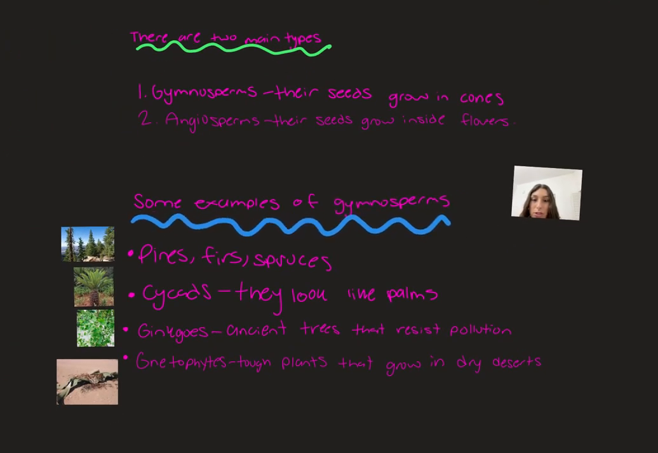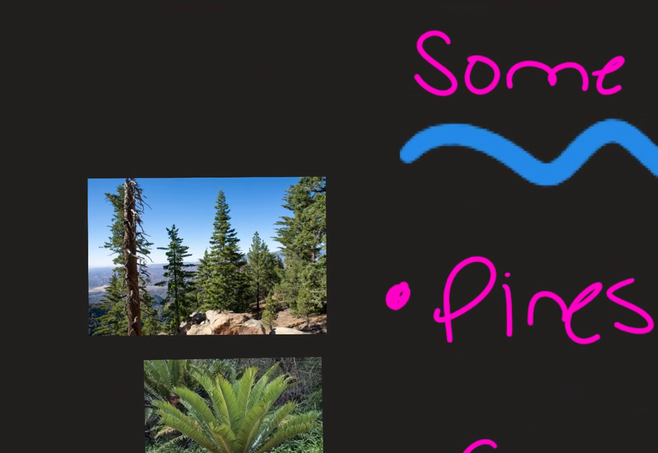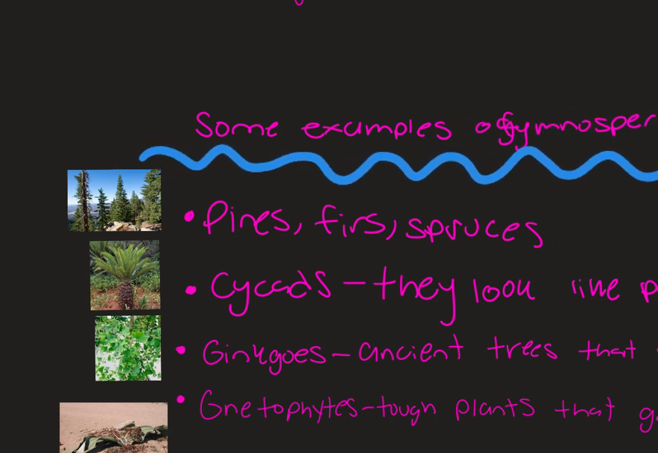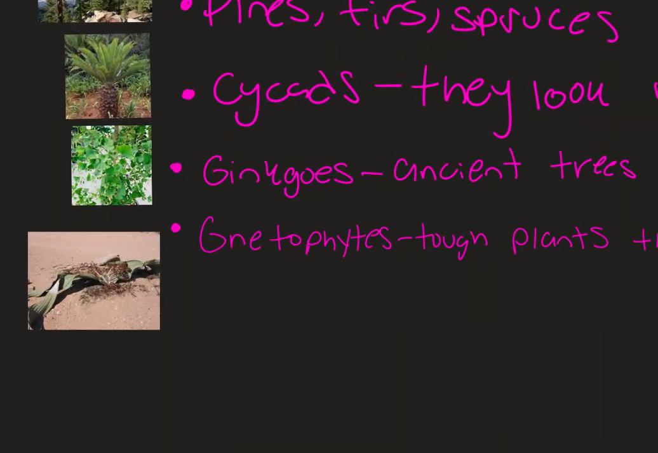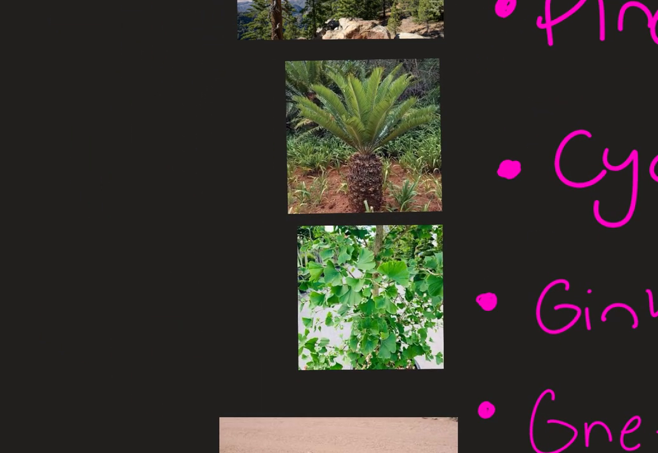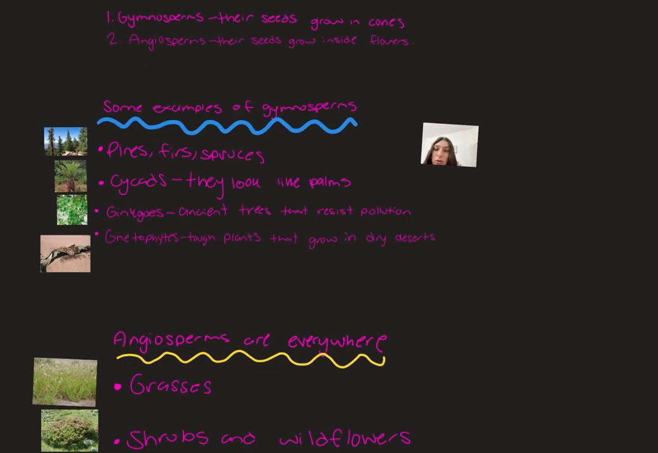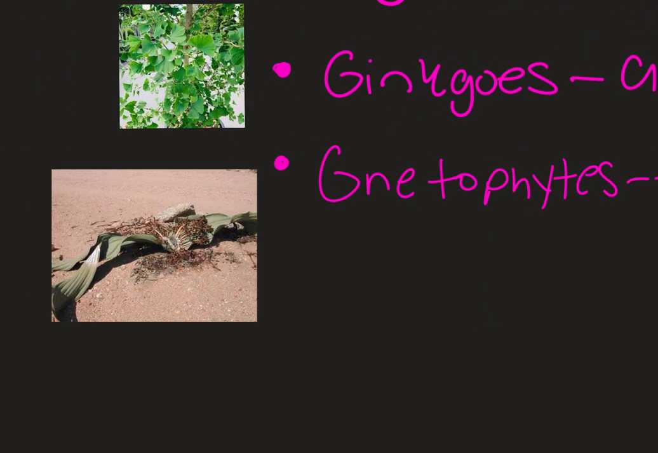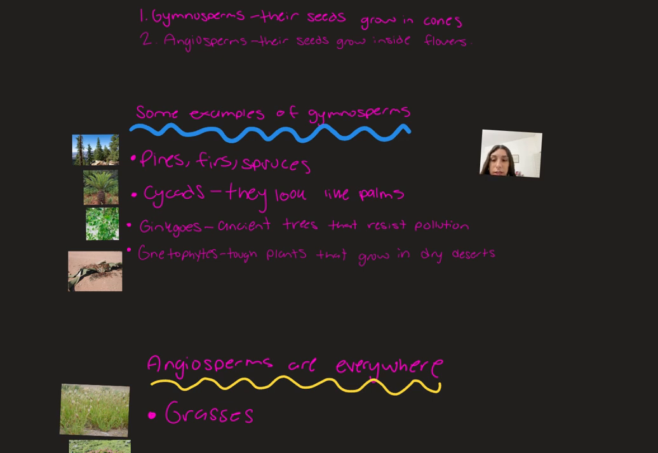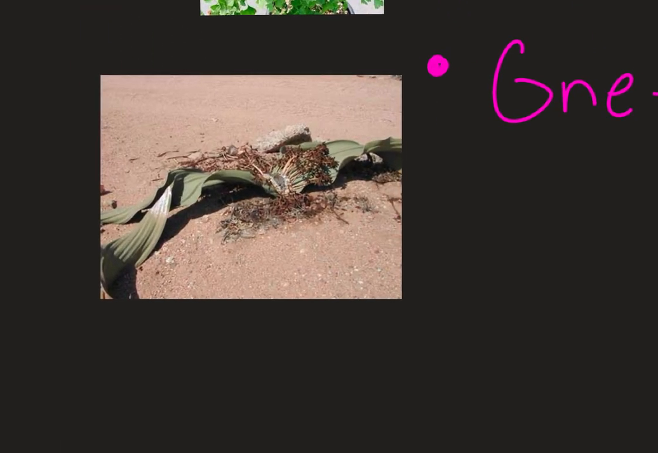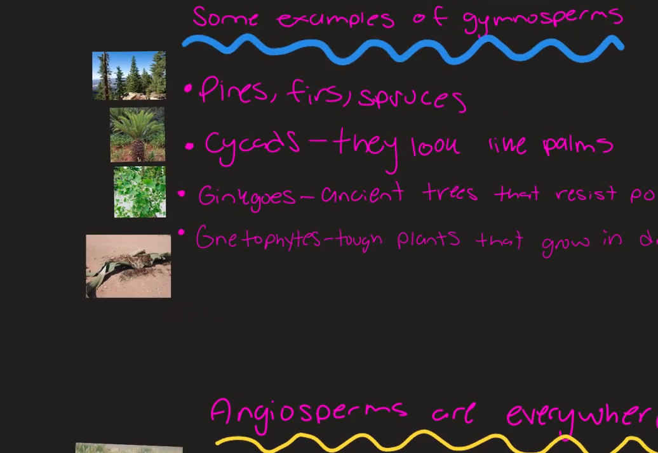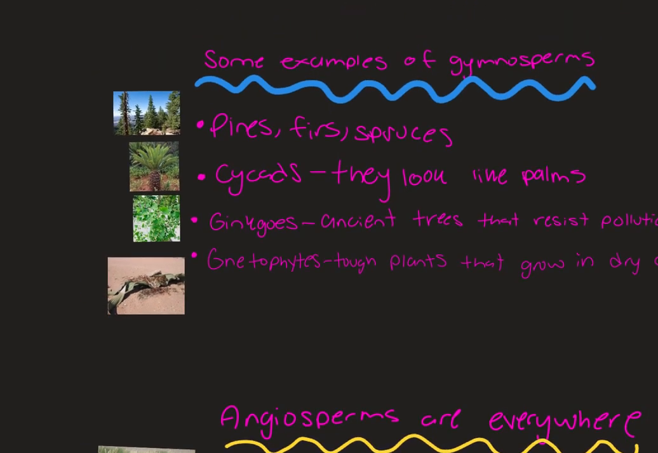Some examples of gymnosperms are pines, which you see in this photo of pine trees, firs, and spruces. Then there's cycads, which look like palms, as you can see in this example photo, and ginkgos, which are ancient trees that resist pollution. And then there's gnetophytes, which are tough plants that grow in dry deserts. You can see that they grow directly from the desert and on the sand, on the floor, while these are elevated from the floor.